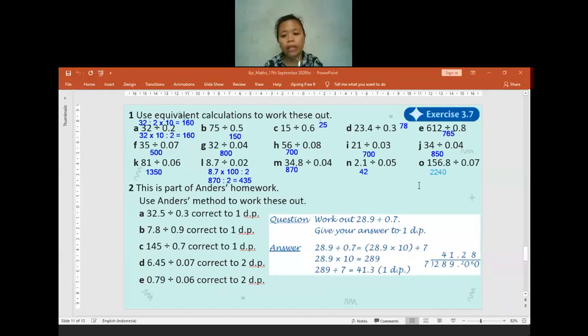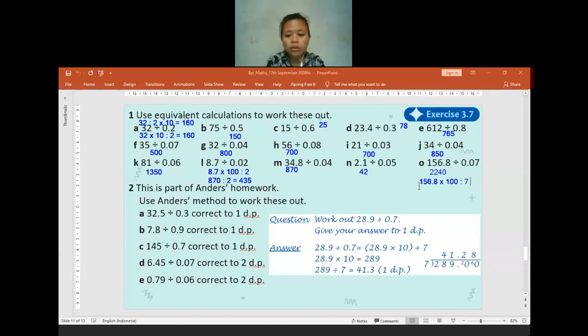No? For sure, no question? The question, oh, we have 156.8 divided by 0.07. So it will be the same thing as 156.8. We multiplied first by 100, and then the result we divided by 7.